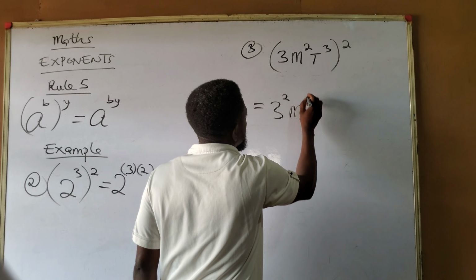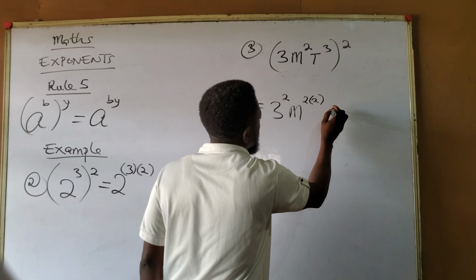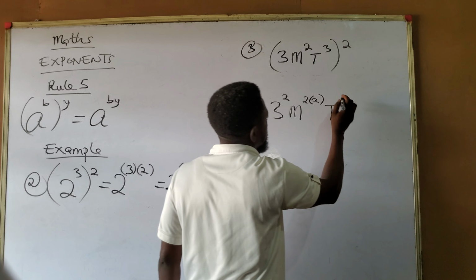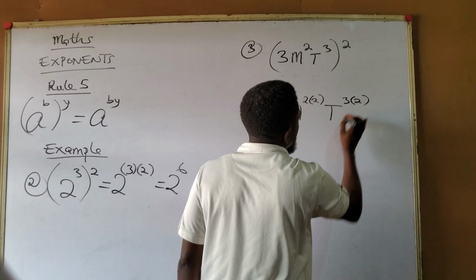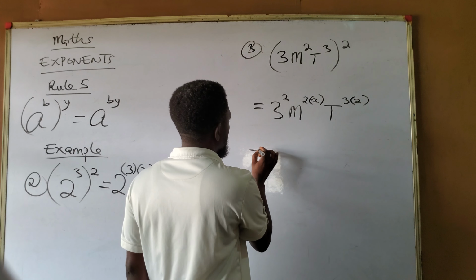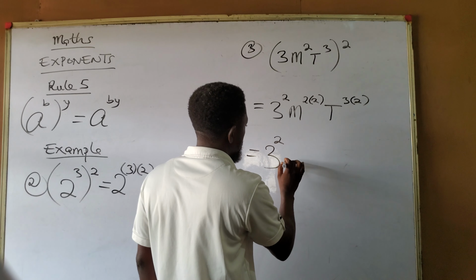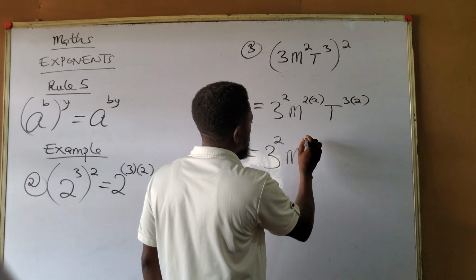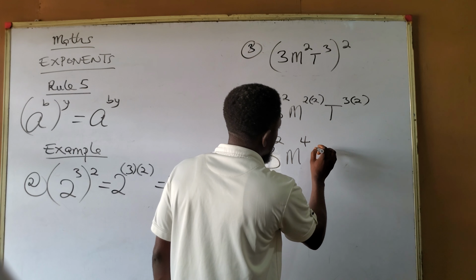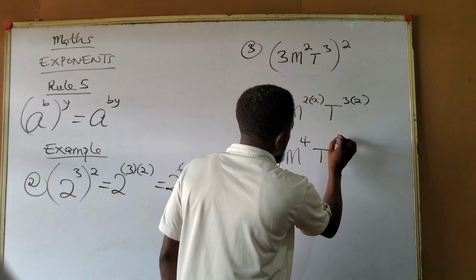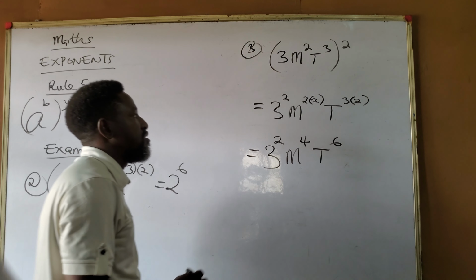So we have m to the power 2 times 2. We have t to the power 3 times 2 also. So this one will give us 3 to the power 2, m to the power 2 times 2 is 4, t to the power 3 times 2, that is 6.